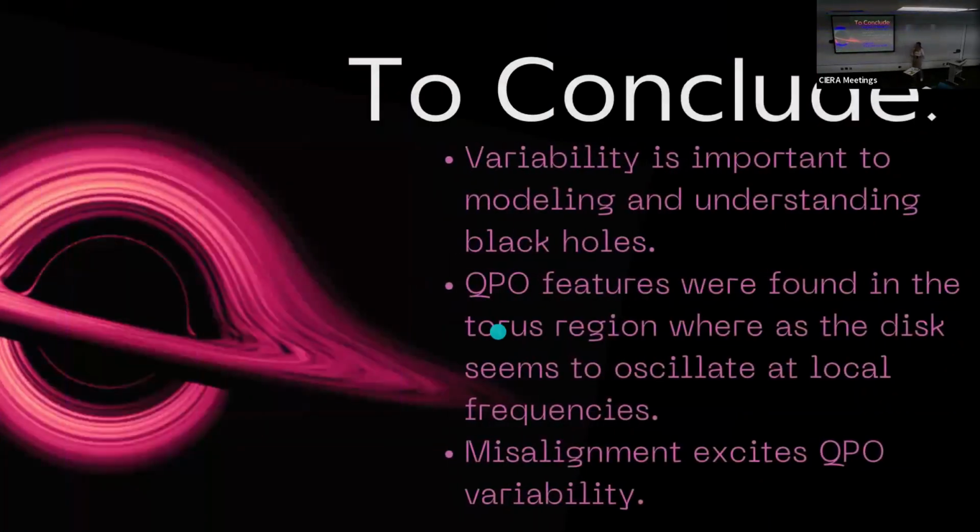Okay, so to conclude, variability is super important when we're trying to model these smaller black holes, again because we can't take a picture of them. And we found that QPO features were found in the torus or corona region, but they weren't really as present in the outer floppier regions, and those oscillated at their local frequencies. And then misalignment: the more the spin axis of the black hole and the spin axis of the accretion disk are misaligned, the more QPO features and the more variability we see.